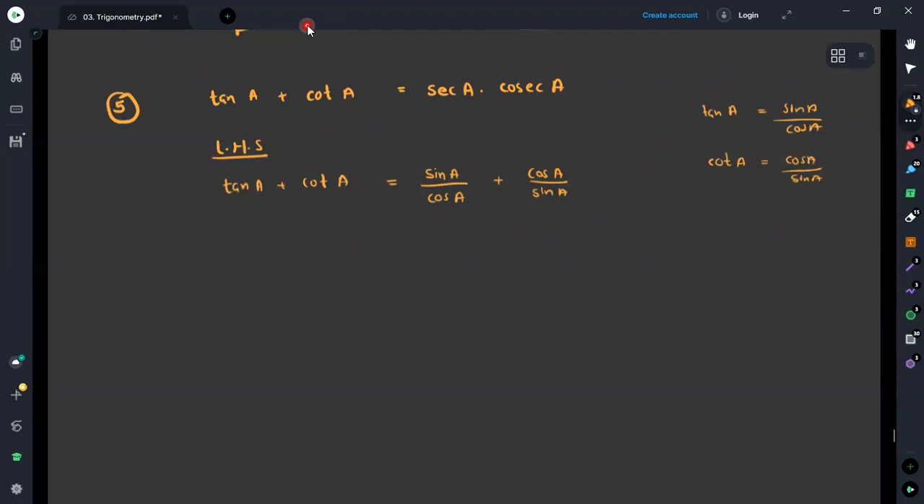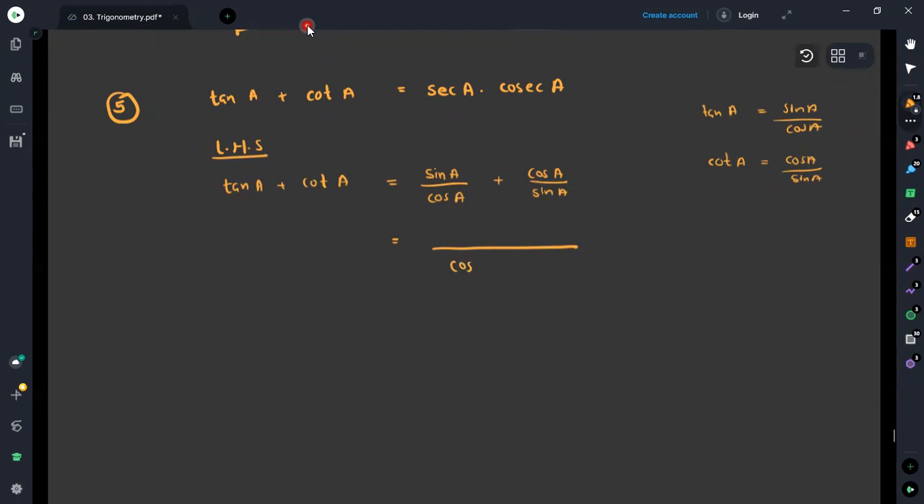Therefore, what I have to do is make this as sec with cosec. Instead of addition, we want the multiplication, so I will try to turn this addition into a multiplication.